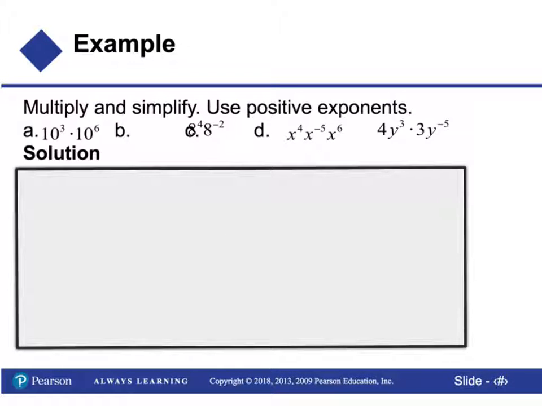So if we look at letter A, or problem A, it's just a power rule. So that's 10 to the 9th power. Okay, we're counting here 1, 2, 3, 4, 5, 6, 7, 8, 9 tens multiplying all together. So 10 to the 9th power.